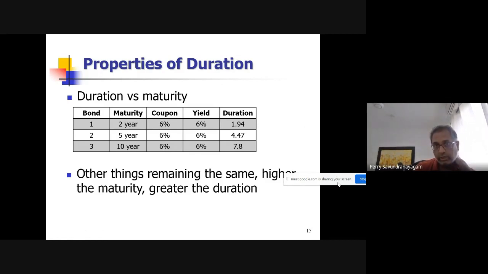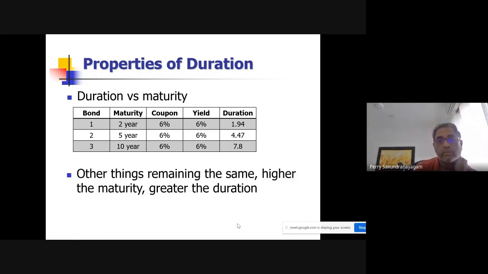Please ask if you're not clear. So in this scenario, what are we trying to show? Higher the maturity, greater the duration. Right? Lower the maturity, lower the duration.